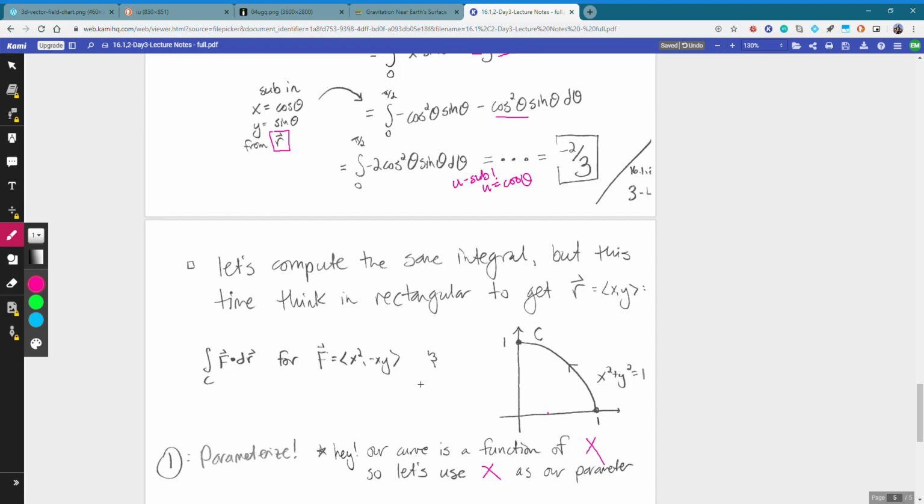Why don't you pause the video, take a few minutes, and see if you can construct your parameterization, and then use the catchphrase to translate our line integral for our vector field and see if you can get to the same result that we got the first time around.